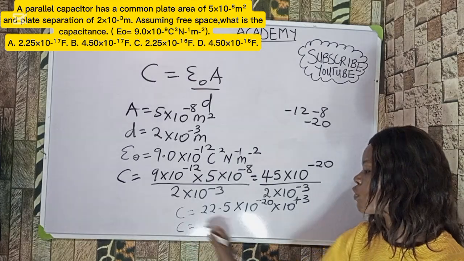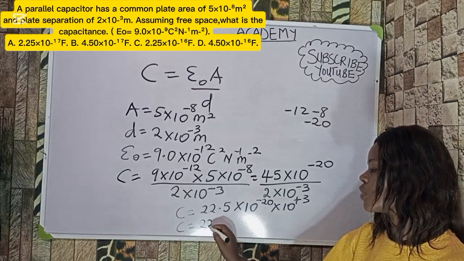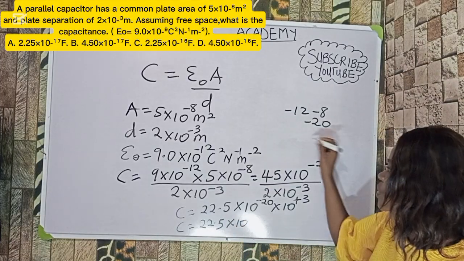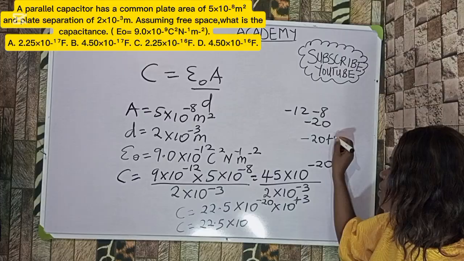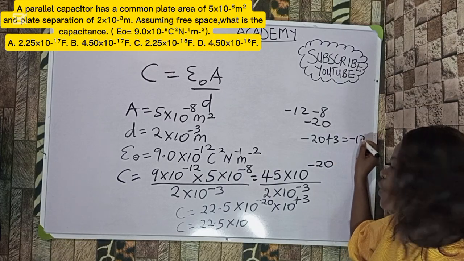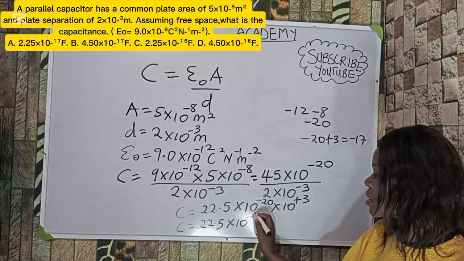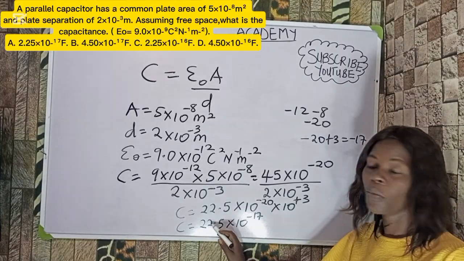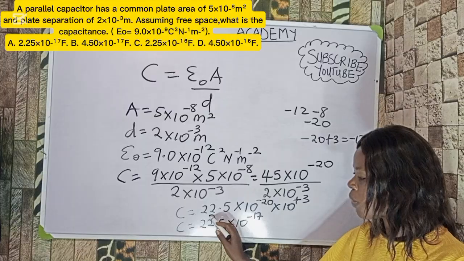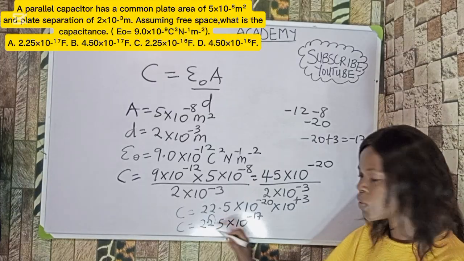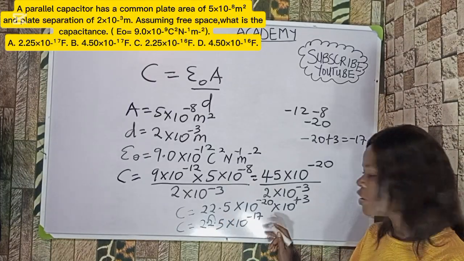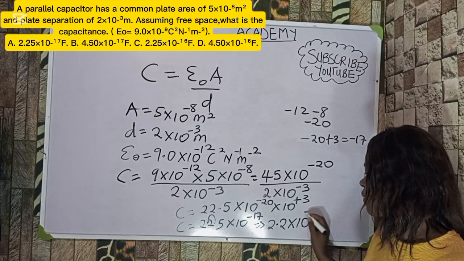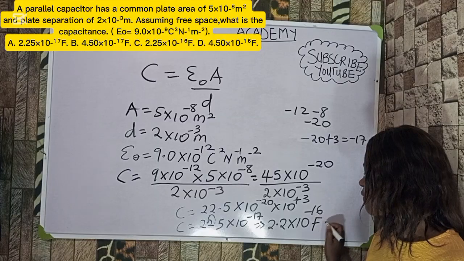So my C is equal to 22.5 times 10 to the power of, minus 20 plus 3 gives me minus 17, okay? But because I want this decimal point to come over to this place, I'm going to go 1 backward. I'll count 1, so I reduce 1 from the power. So this is going to be 2.2 times 10 to the power of minus 16 farad.